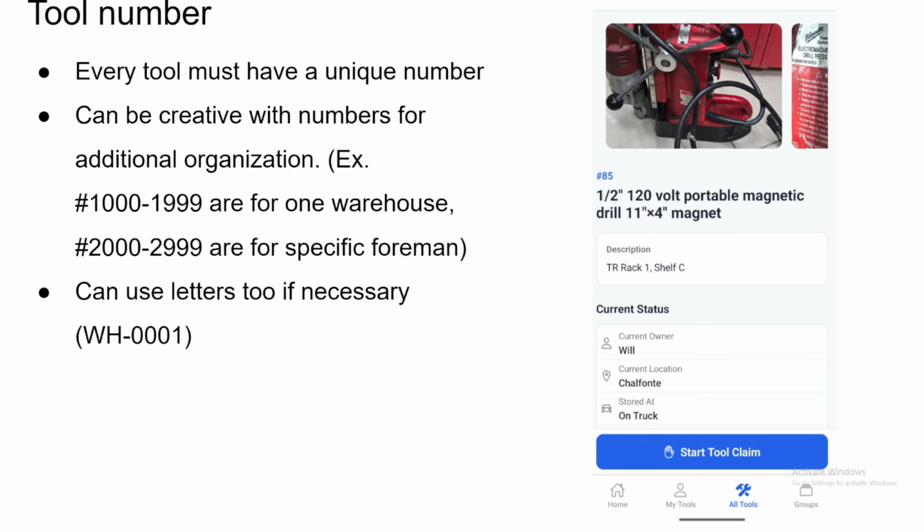So you can be creative with these numbers too. I've seen people do it for even more layers of organization where they do tools number 1000 to 2000 are for the warehouse, and then 2000 to 3000 are for a specific project manager or a service guy, whichever. You can get real creative with the numbers. You can throw letters into the tool number too. So you can see I have like WH001. That would be like warehouse 001. You can throw letters in as well.